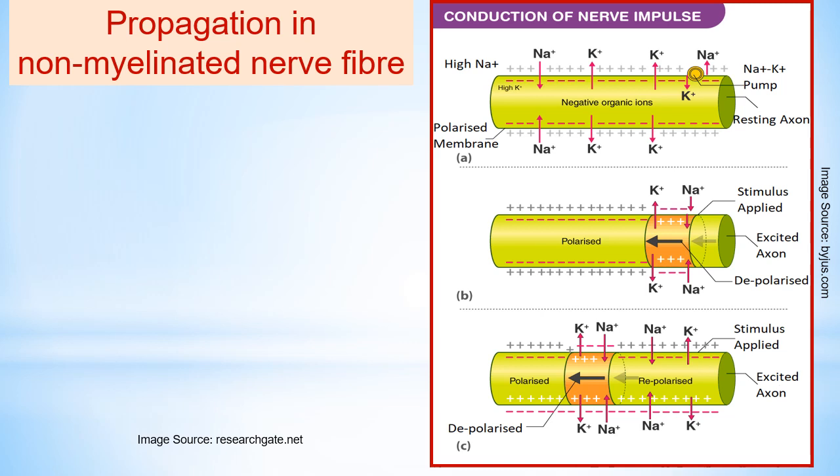And the polarized areas of the membrane now become depolarized. So the depolarization process spreads in this way through the polarized areas, and behind these depolarized areas, the membrane potential again becomes the resting membrane potential because repolarization also occurs.